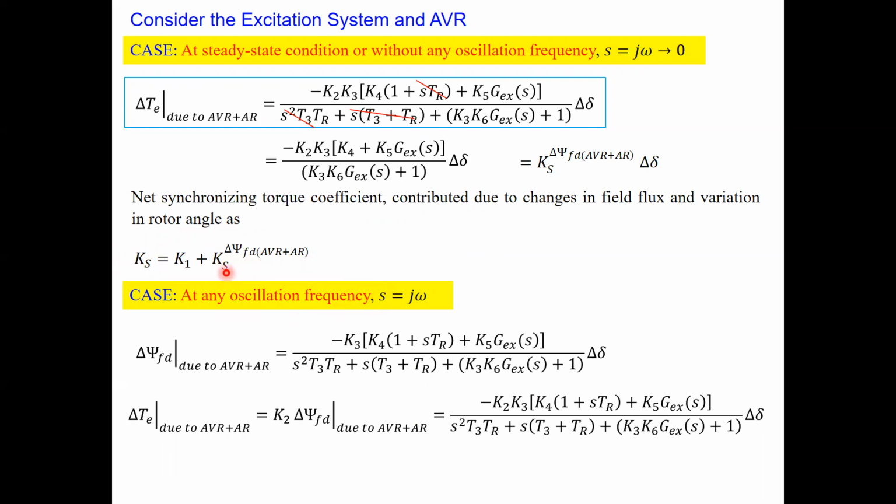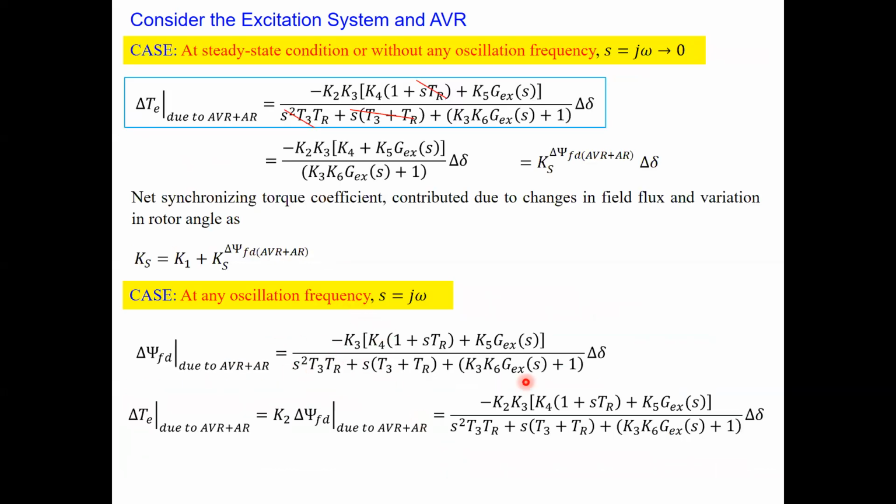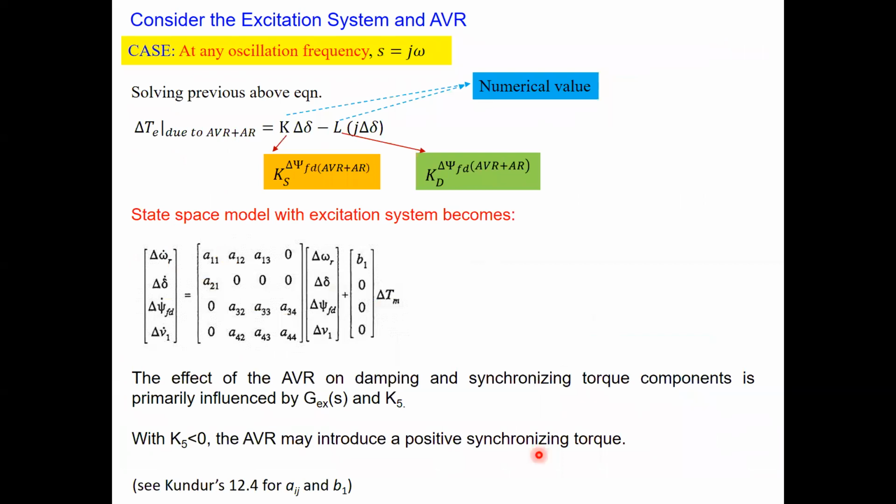And if you want to compute the change in the field flux at the oscillating frequency here, then from the same relationship which we had here, you just substitute S equal to J omega. So we substitute it in this term, it is the same equation, and then we get this one. Anything on this part? Yes, please. It's okay. So in that case, now you can calculate the torque with both AVR and AR.